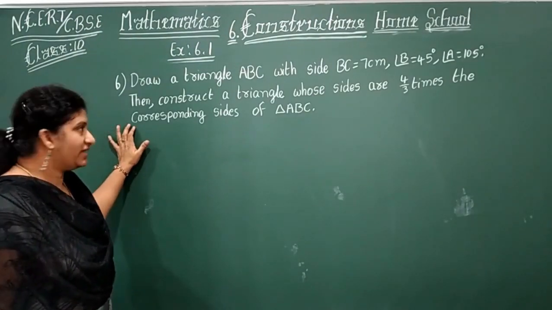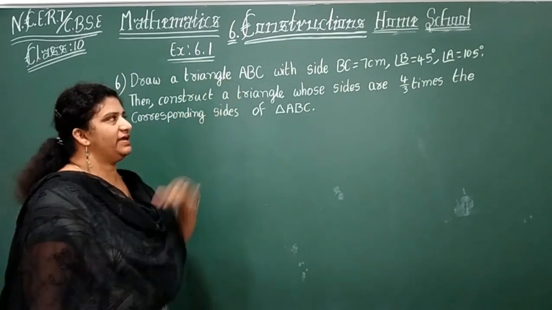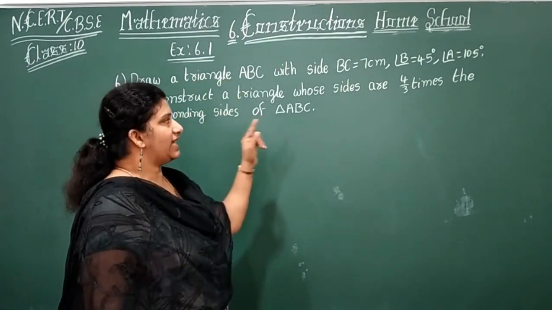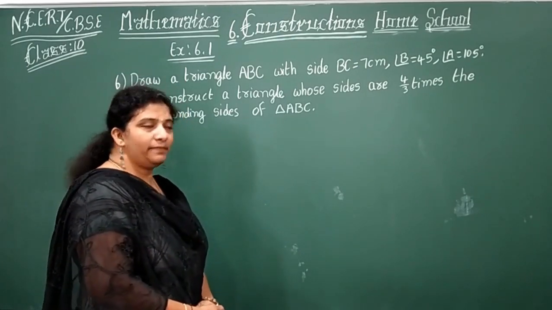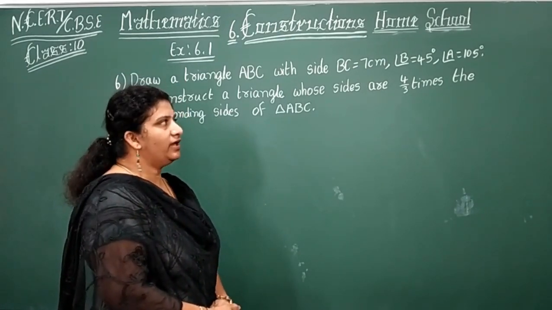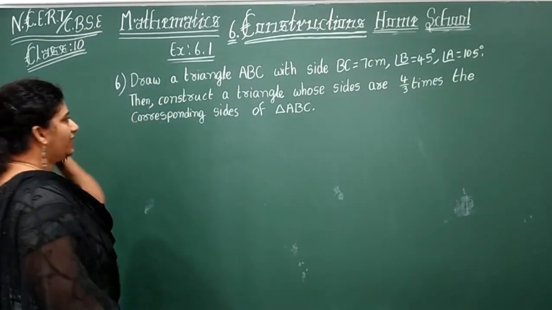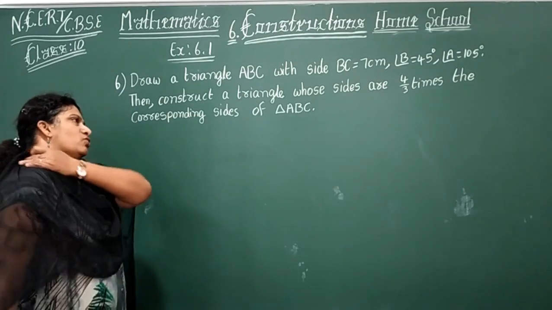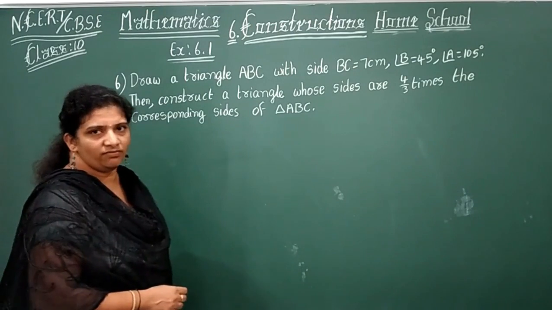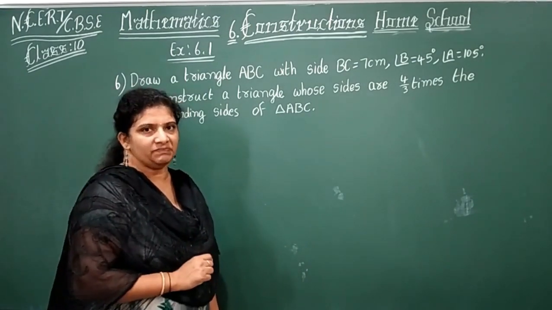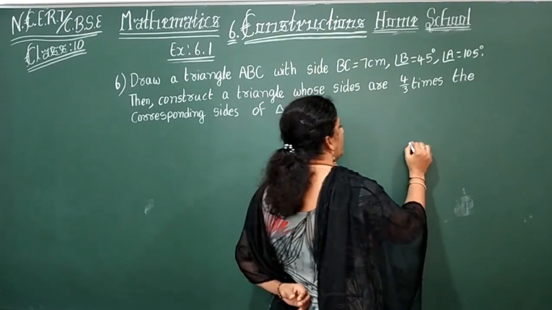Sixth problem, children. Draw a triangle ABC whose side BC is equal to 7 centimeter, angle B is equal to 45 degree and angle A is equal to 105 degree. Then construct a triangle whose sides are 4/3 times the corresponding sides of triangle ABC. So here first let's draw the rough figure. Let me draw a line.